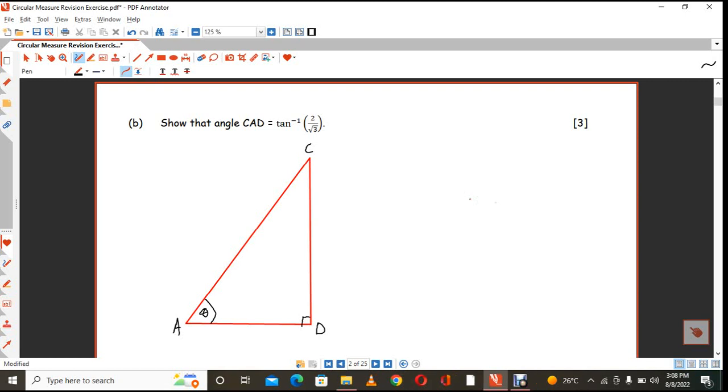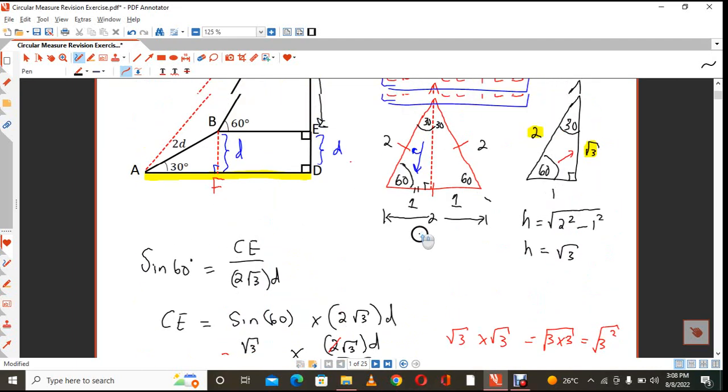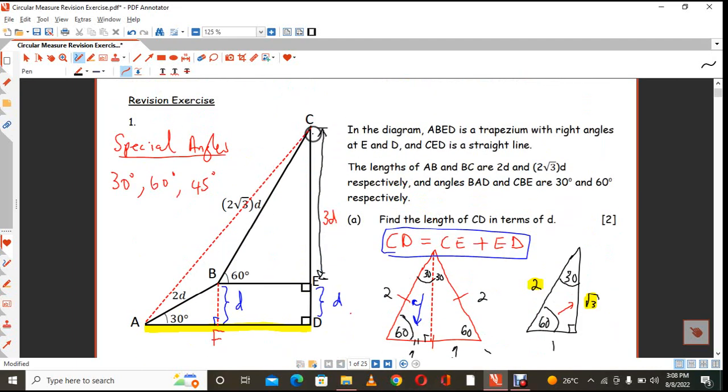Right. So there was a B part to that question. They want us to show that angle CAD is equal to the inverse tangent of 2 upon root 3. So I actually drew triangle CAD here. I took it from, as you can see, the dotted line that I have there, CAD.